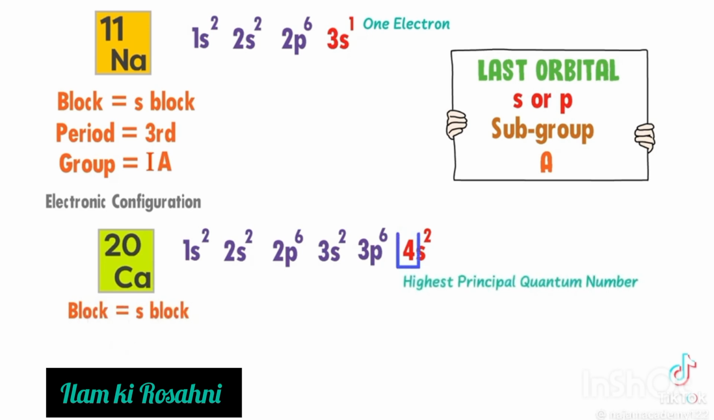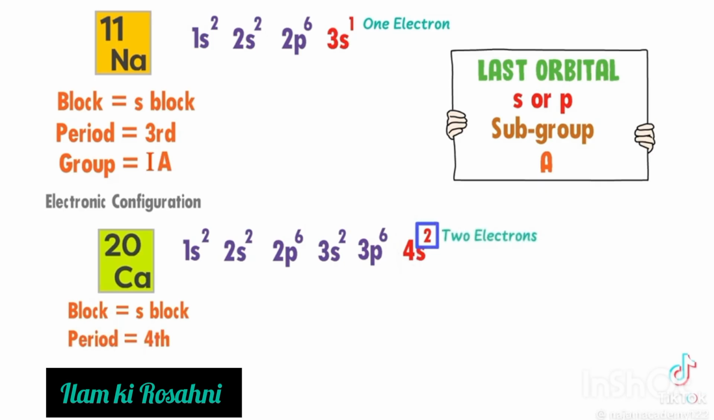The highest principal quantum number of calcium is 4, so the period of calcium is fourth. There are 2 electrons in the last s orbital, so the group number of calcium is second. We know that if the electrons of an element stay in the s or p orbital, its subgroup is always A. Thus calcium is an s block element. It is present in the fourth period and second A group.